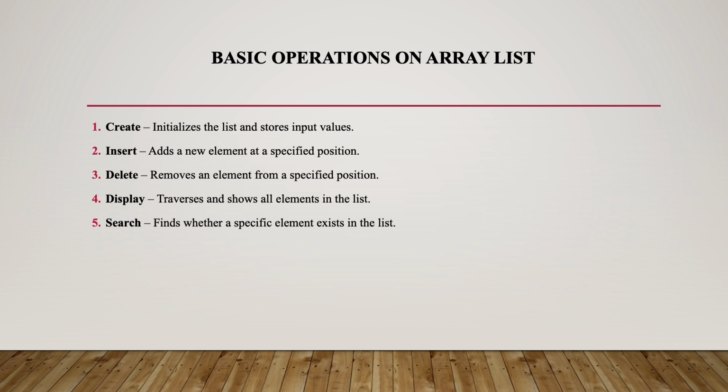The next one is display, which means traverse, where we go through the list and display all the elements one by one. Finally, there is a search operation, which helps us check whether a particular element exists in the list or not. In this session we are going to see how to implement all these operations using a C program.